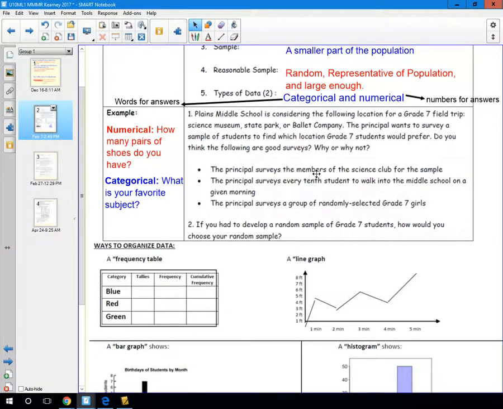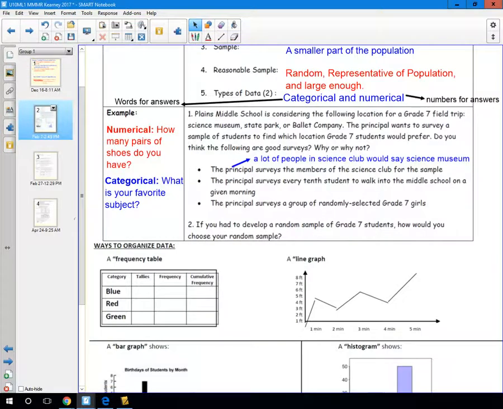Why or why not? Okay, so first one, if the principal wants to know where we should go on the 7th grade field trip, should he just ask members of the science club? Probably not, because science club, where are they going to say they want to go? They're probably going to want to go to the science museum. Okay, so I want you to read over the next two and figure out whether you think they are good answers or not. And we're going to discuss it when you come to my station.